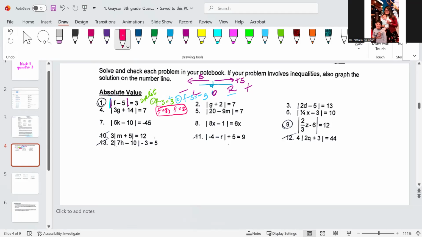You do exactly the same thing for 2, 3, and 4. It's exactly the same thing. So go ahead and do those 3, and then we'll review this.